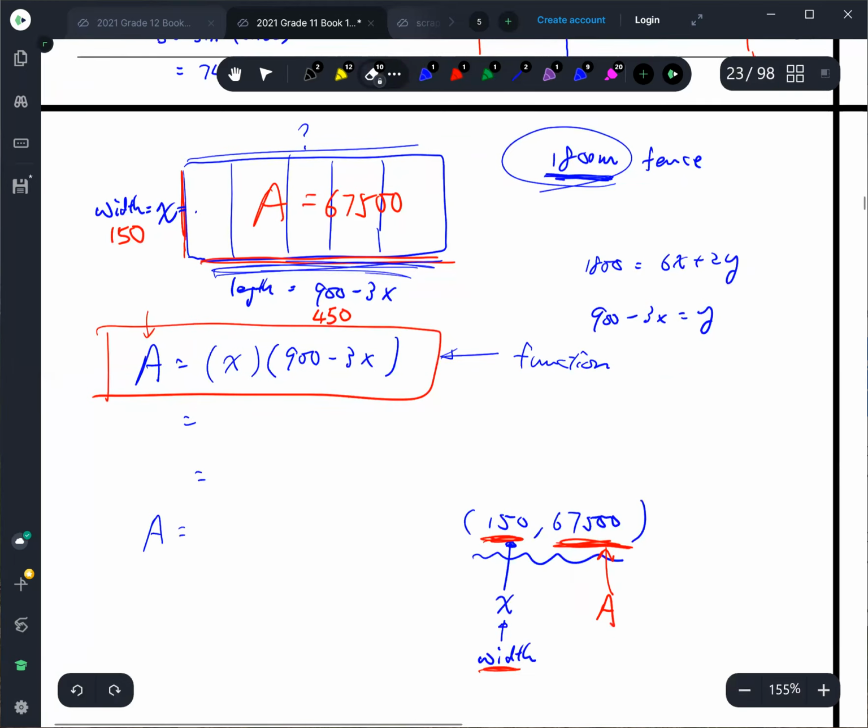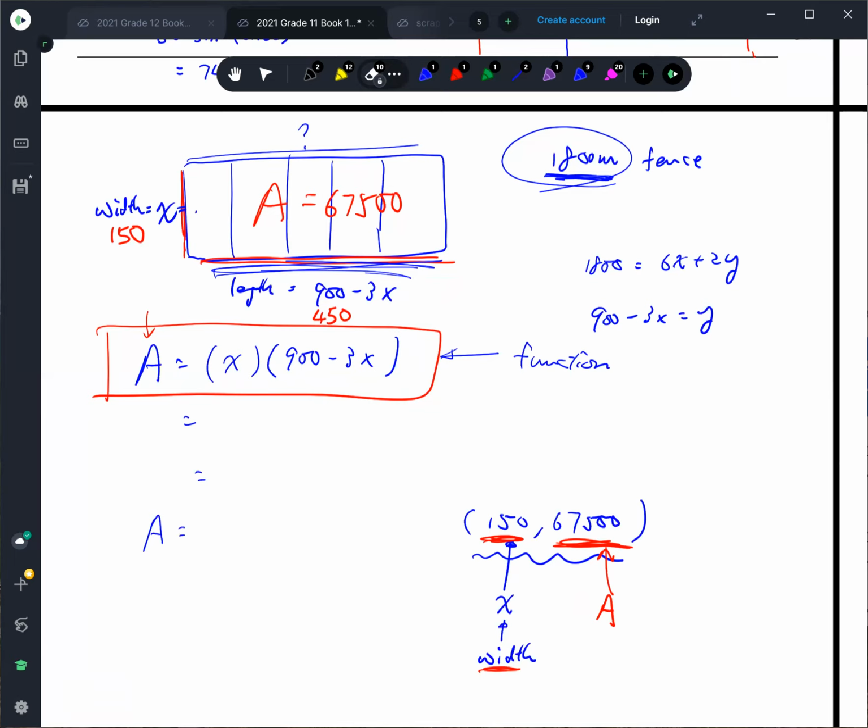But if they ask what's the maximum area, then the answer is 675. If they ask what's the dimension that makes the maximum area, then you should answer 150 and 450.